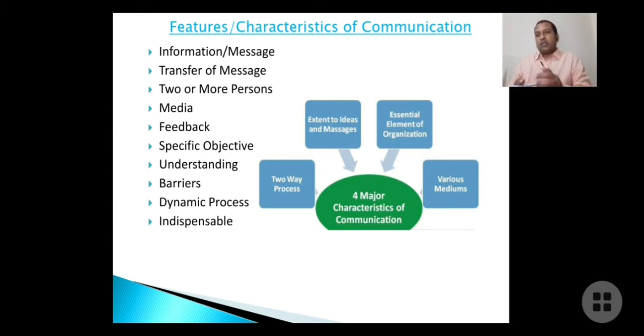So other communication features are transfer of message, which is a mandatory thing, transferring the message from the sender to the receiver, and the media, and the feedback.